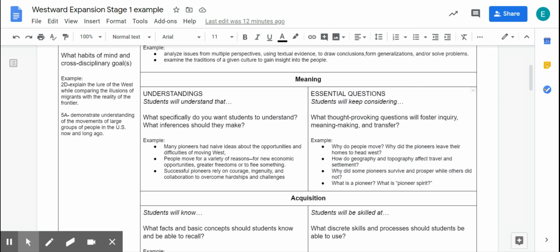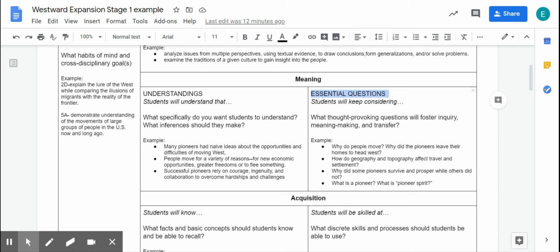One way to help guide those understandings is through the use of essential questions. Essential questions are these thought-provoking questions that you're going to be asking your students throughout the entire unit. Their answers might change as they're learning and researching and developing these skills.